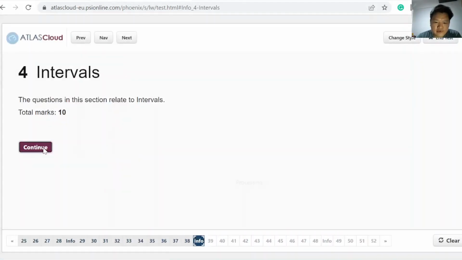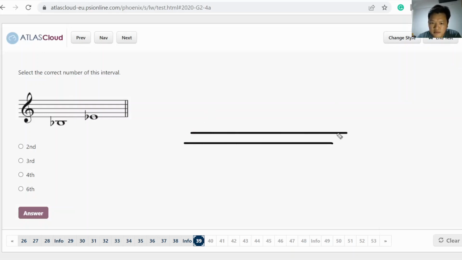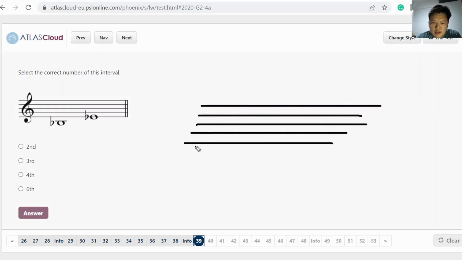Okay, next, intervals. Intervals are actually quite simple, because you just have to count the steps properly. Remember how to count steps? Space, line, space, line, space, line. Let me check with you again. How to count the steps? Line, space, line, space, line, space, like that.